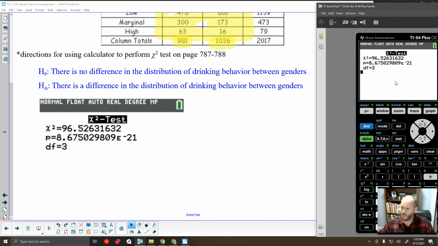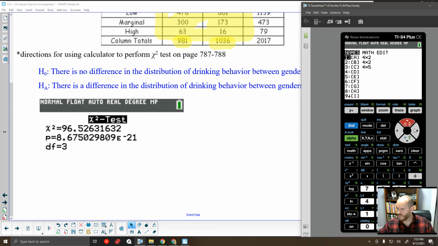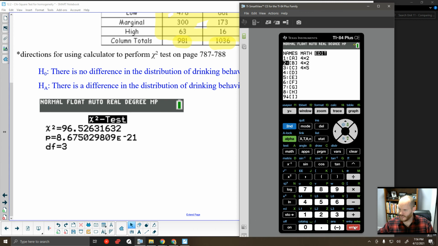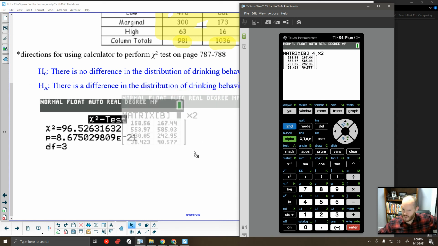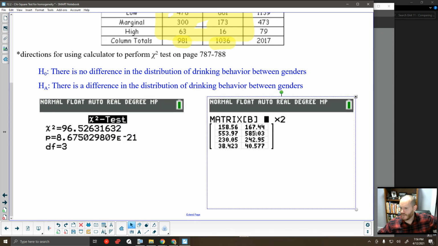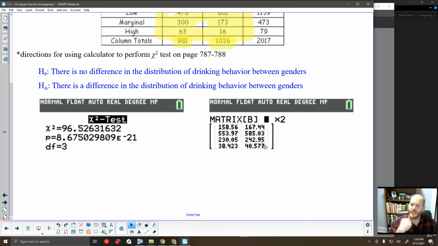So the reason I'm doing this out of order is one of the benefits of this chi-square test: if I go back to the matrix menu, so I'm going to clear, hit second, matrix, and I'm going to scroll over to edit, and I'm going to highlight matrix B, and I'm going to hit enter. And this matrix B is now populated with all of the expected counts. The calculator has computed them and stored them for me. So I'm going to drag that over to my workspace as well. So here are the expected counts.